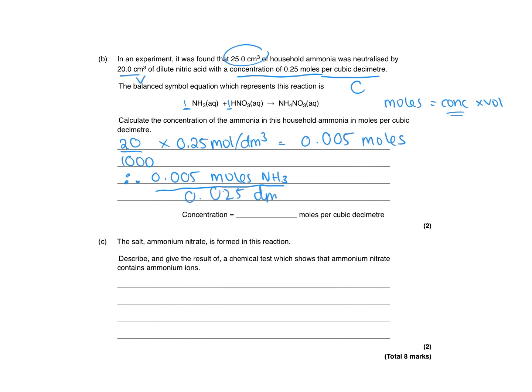0.025 dm cubed, and that's going to give us an answer of 0.2 moles per decimeter cubed. Okay, so the next one is the salts. You don't need to do that one.